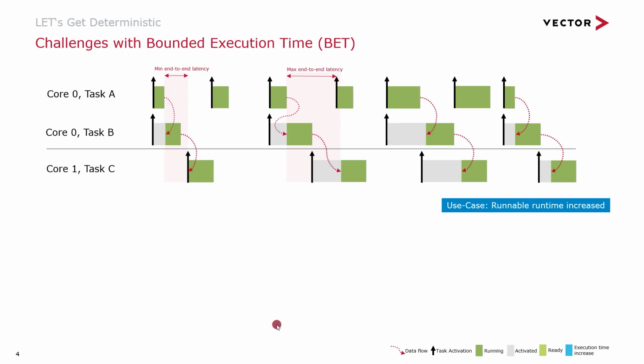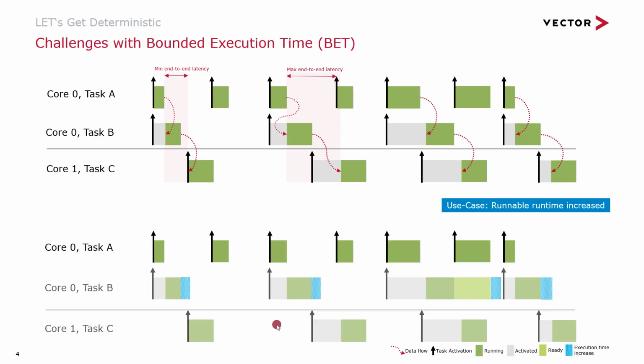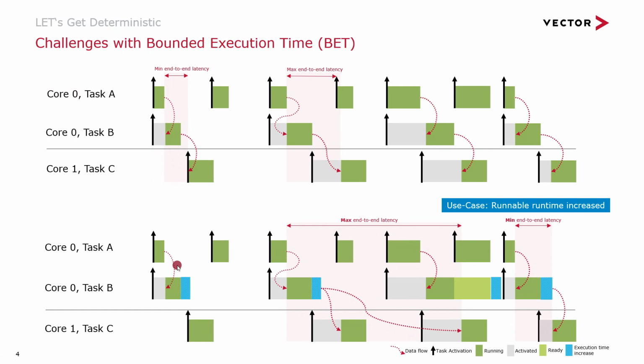Now, let's analyze what the behavior would be if we have a small change in our system. Let's say the developer is changing the implementation of one runnable which is executing in task B. For any reason, this runnable is now taking longer than before. What happens to the timing and data flow here? Let's analyze. Initially, we immediately see that we have different values regarding minimum and maximum latencies here.